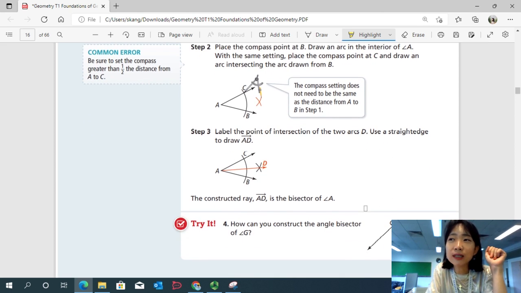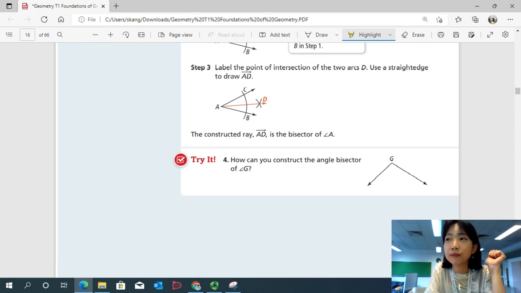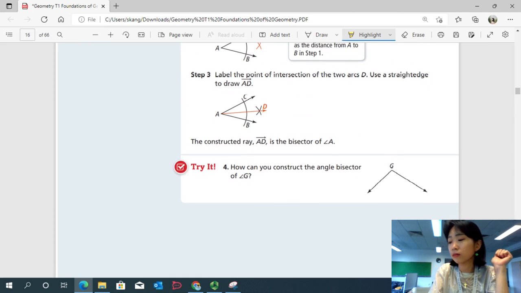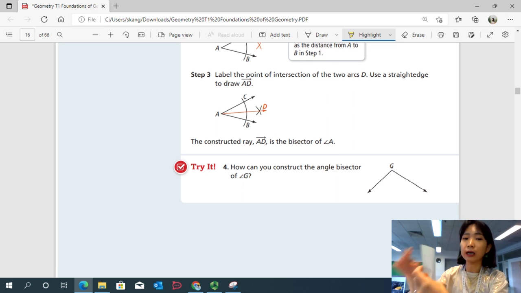Try number 4. How can you construct the angle bisector of angle G? See if you can construct it by yourself using the same steps. And come back when you're ready for the next. Okay, are you ready? So say you have this angle G.